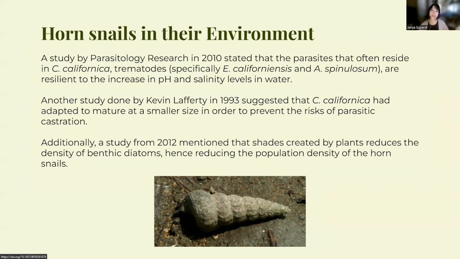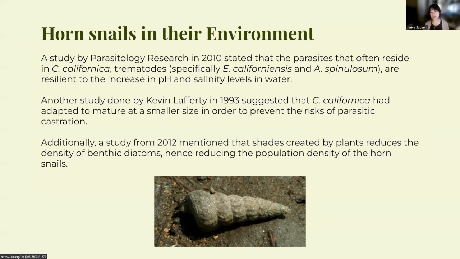A study in 2010 stated that the parasites that often reside in these horn snails are more resilient to the increase in pH and the salinity levels in water. This goes hand in hand with another study in 1993 that suggests that the horn snails had adapted to mature at a smaller size in order to prevent the risk of parasitic castration.